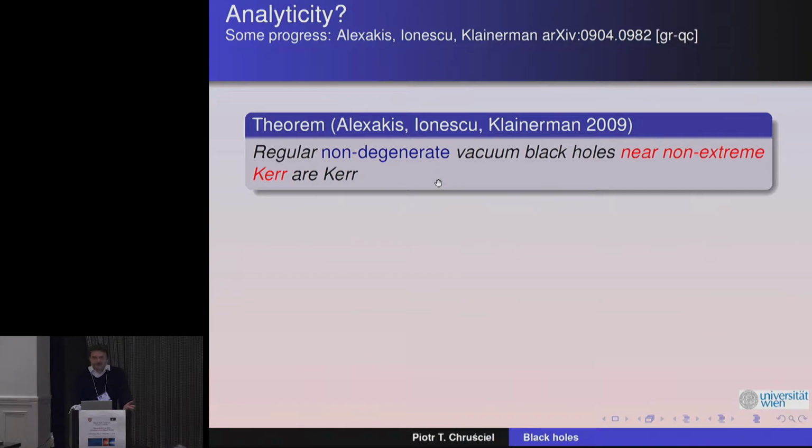Good. So, well, there is some progress on this issue, and that's a theorem by these three gentlemen, Alexakis, Ionescu, Klainerman. If you are near a non-extreme Kerr, then it is a non-extreme Kerr without assuming analyticity, right? So that is, for many purposes, perhaps as good as one wants. If you have something sitting in a galaxy, in the center of a galaxy, it's been sitting there for a long time. It's been settling down, so maybe it's not very far from an end state, and well, anyway, so we have a theorem like that, and of course one would like to have a more general one.